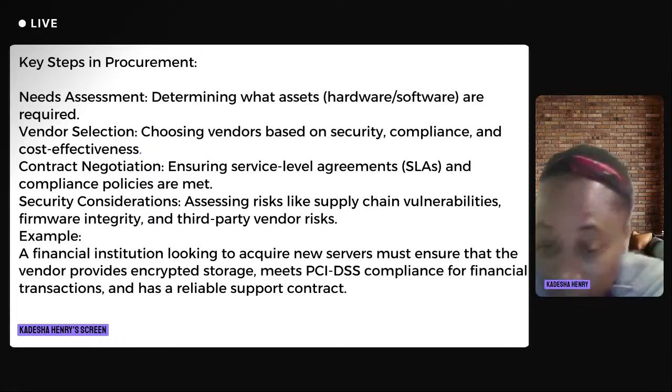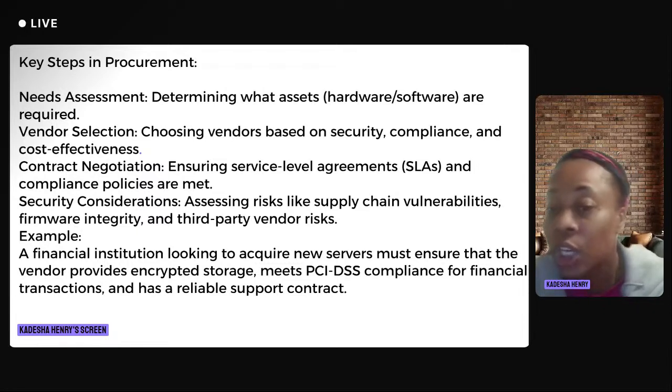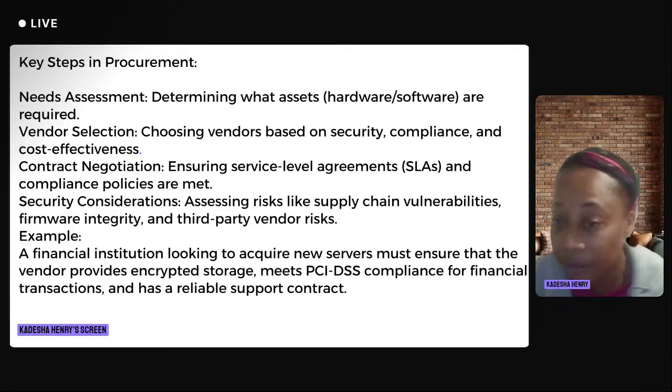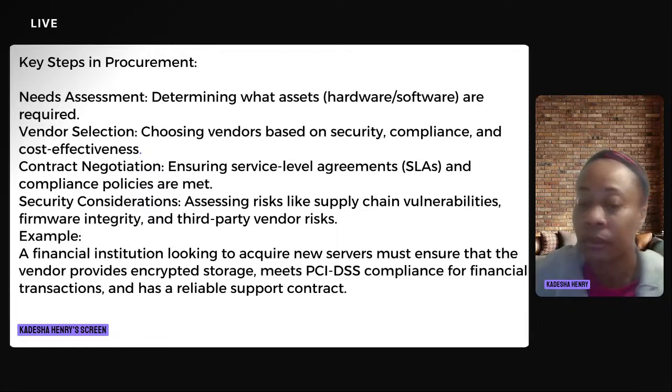Reliable and support contract. So all of these people that you are going through, you would have to have some service level agreement with them, you have to have some contract with them, and you have to make sure that you vet and assess them properly.